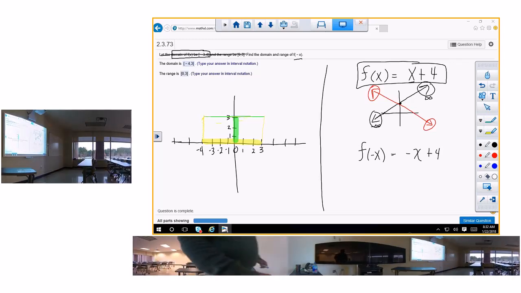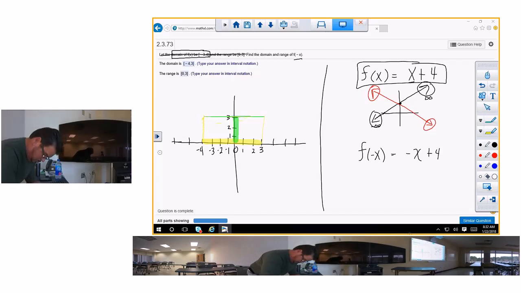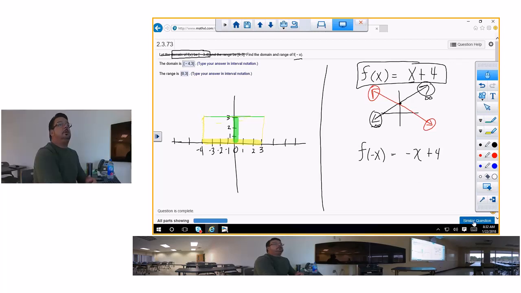And that seems to be the answer. I really don't know what the answer is, but we'll check it. I have no idea what the answer is. No, it's not going to let me answer it. Oh well. And the range would be the same also. Let's do something different. I don't like that example I picked.